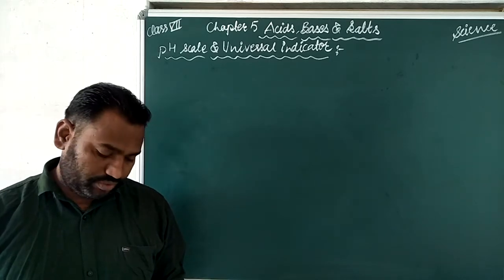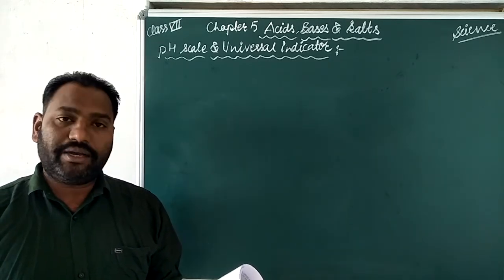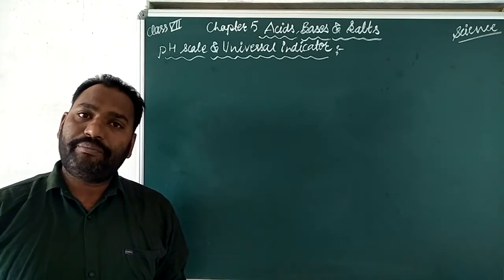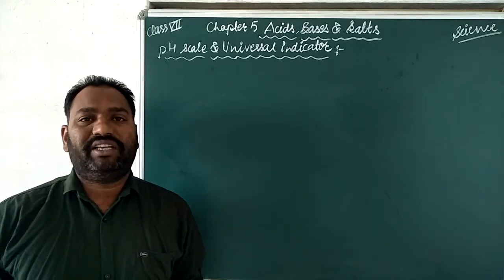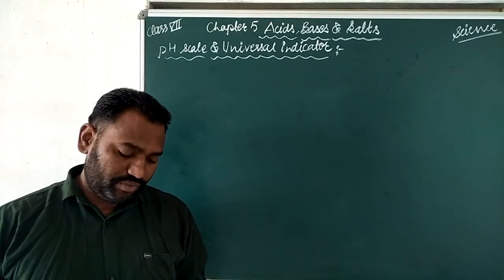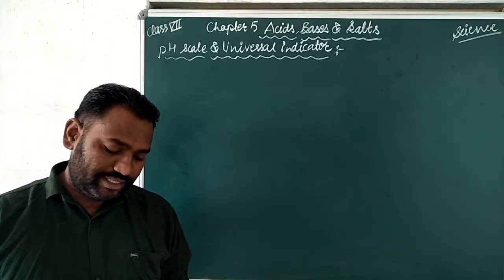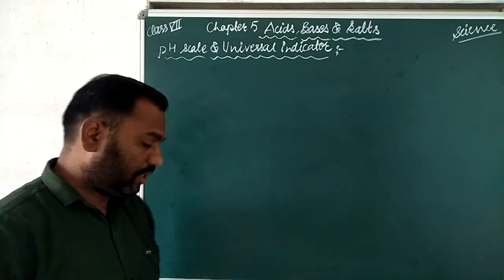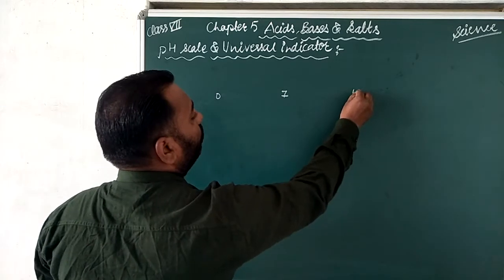The strength of an acid or a base is measured by a scale known as the pH scale. So this strength can be measured with the help of the pH scale. It varies from 0 to 14. A pH value less than 7 indicates an acid, and a pH value more than 7 indicates a base. It means like 0, 7, and 14.